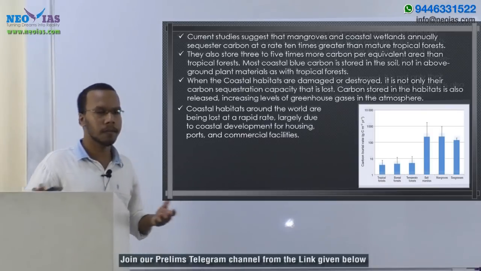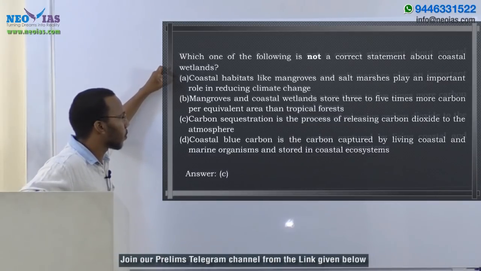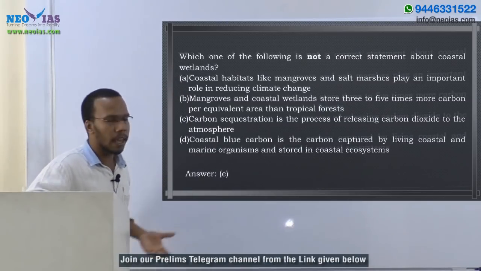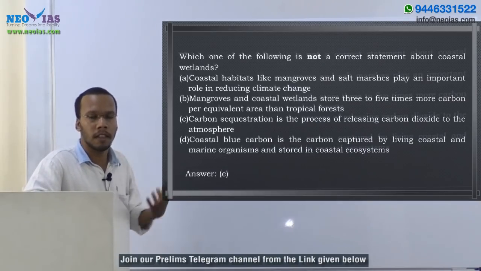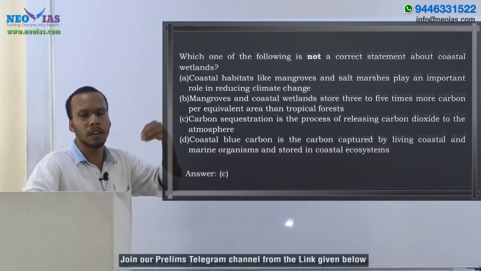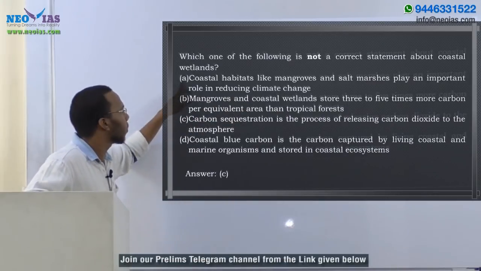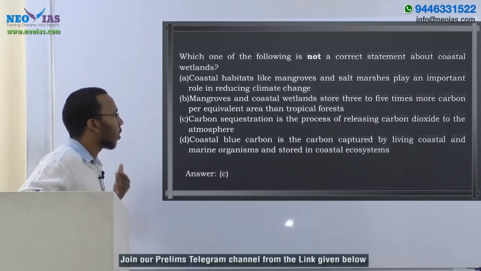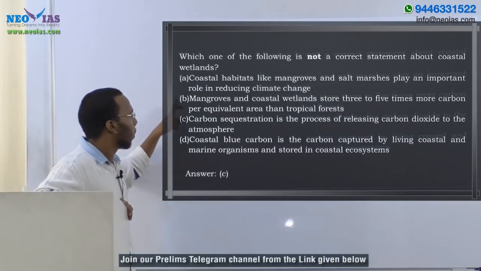Now let us look at the question again. Which one of the following is not a correct statement about coastal wetlands? First statement: coastal habitats like mangroves and salt marshes play an important role in reducing climate change. We discussed that, because these coastal ecosystems store more carbon dioxide than tropical forest. Hence they capture carbon dioxide from the atmosphere, reducing it, and that will lead to reducing climate change. So the first statement is correct. Then B, mangroves and coastal wetlands store 3 to 5 times more carbon per equivalent area than tropical forest. That also we discussed, right? So B is also correct.